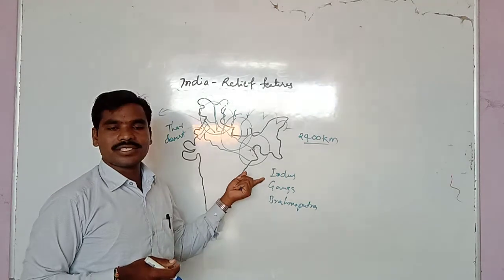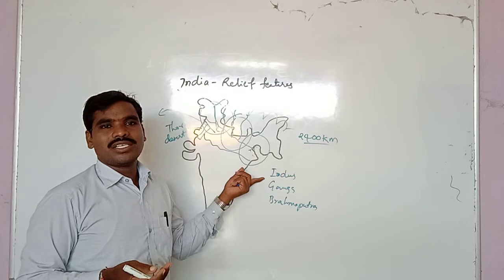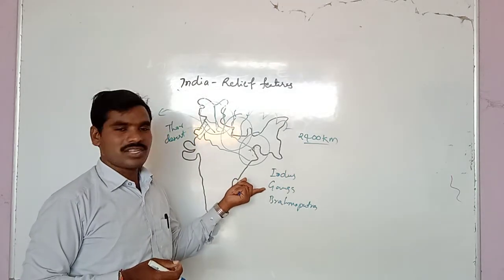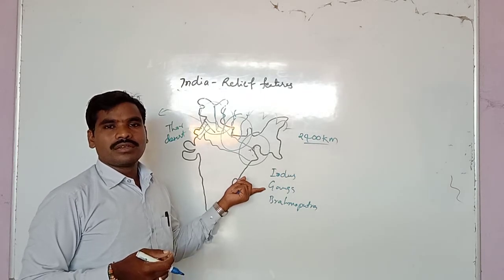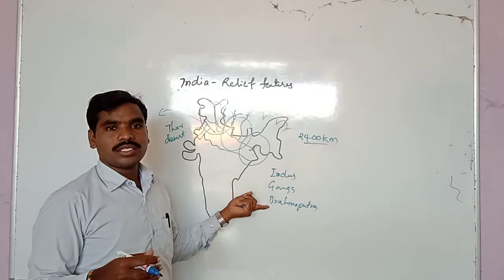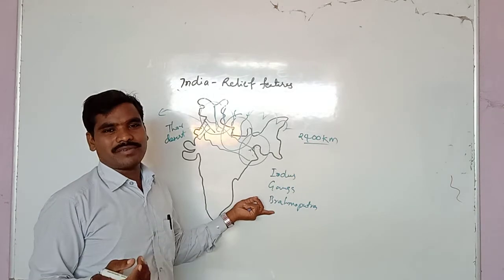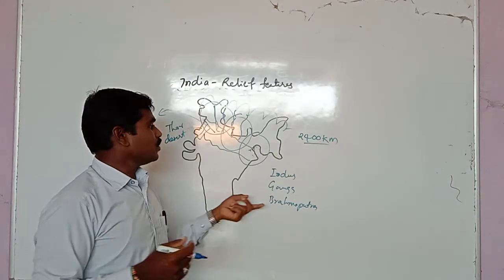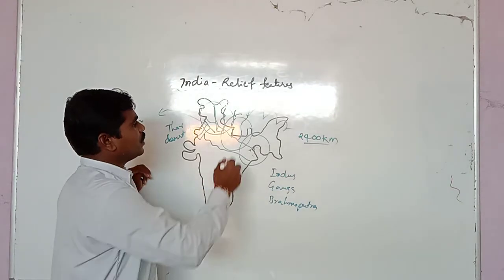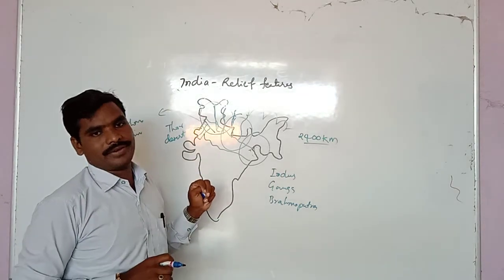For example, Indus has Ravi, Chenab, Jhelum, Satluj, Beas. These are some of the tributaries of Indus. Similarly Ganga has Gandak, Kosi, and Brahmaputra has Dihang, Sihang. These are some of the tributaries of these three rivers. These are the major Himalayan rivers, which are perennial rivers. These rivers flow here and form the fertile northern plain.